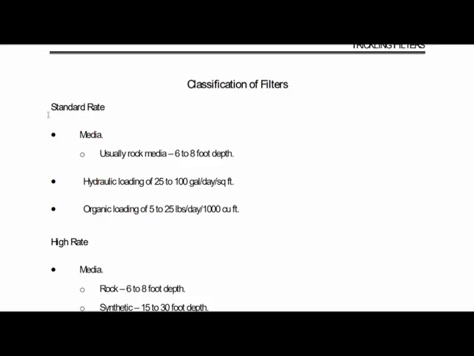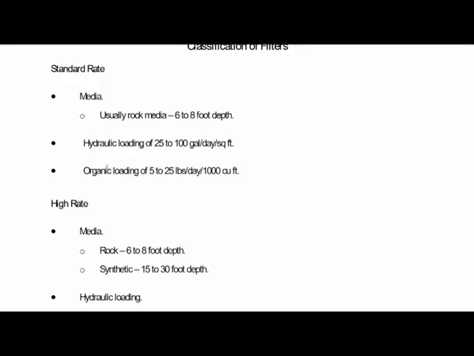Classification of filters: standard rate media. It's usually rock media 6 to 8 feet deep. Hydraulic loading of 25 to 100 gallons a day per square foot. Organic loading is 5 to 25 pounds per day per 1,000 cubic foot.